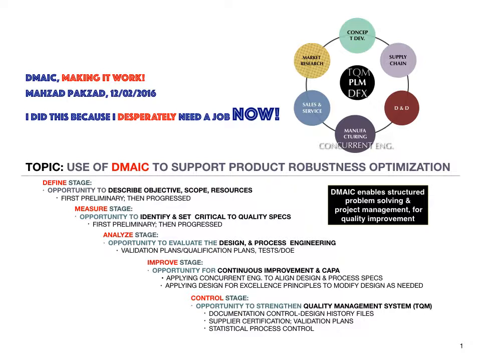Improve stage: an opportunity for continuous improvement and CAPA, applying concurrent engineering to align design and process specifications, and applying design for excellence principles to modify design as needed. Control stage: an opportunity to strengthen the quality management system towards total quality management. Examples are documentation control, design history files, supplier certification, validation plans, statistical process control.